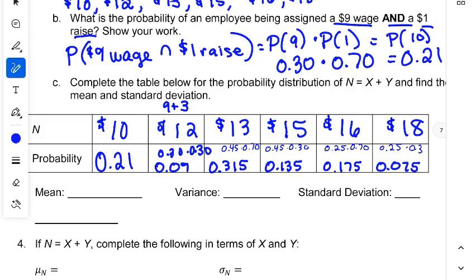Okay, check your table with mine. See if we got the same thing. So it looks like $13 has the highest probability. And we're asked for mean, variance, and standard deviation for this table. So let's go to our calculator and do that.